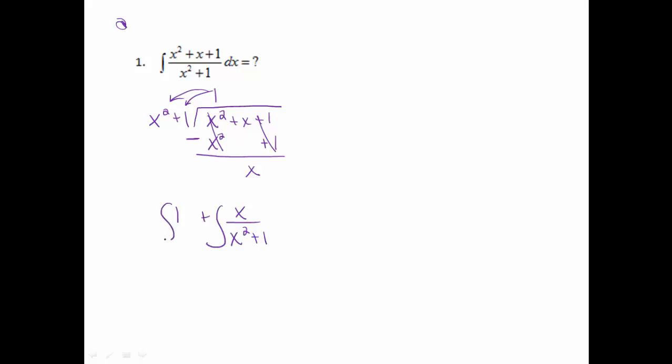Now I'm going to take the integral of both parts. On the left one, the integral of 1 is just x. On the integral of the second one, we're going to do a u substitution. u will equal x squared plus 1, so du will equal 2x dx. Well, I have the x, I just need the 2, so I'll put a 1/2 on the outside. So that will be 1/2, and then this is a du over u problem.